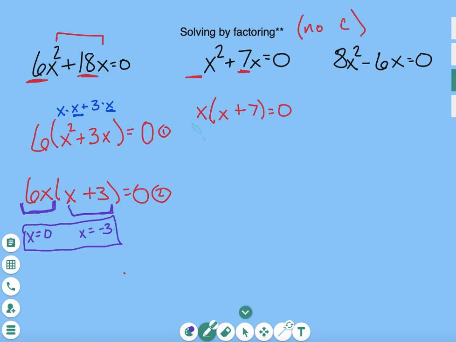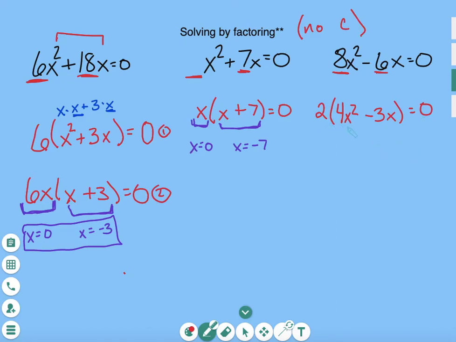Over here, if we try that again, what makes this piece work out to 0? Well, if x is 0. And what makes this piece work out to 0? What plus 7? That would be -7. One last time. So, looking for a common factor of 8 and 6. Those would both be divisible by 2. So 2 times what gives me the 8 back? That would be 4. And 2 times 3 would give me the 6 back.